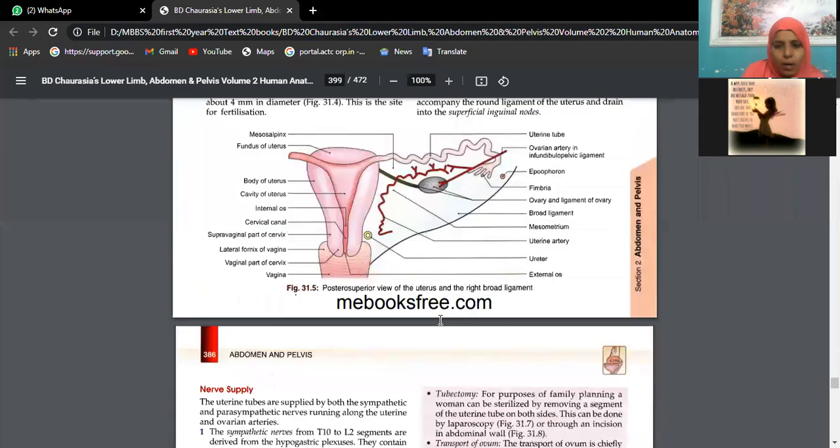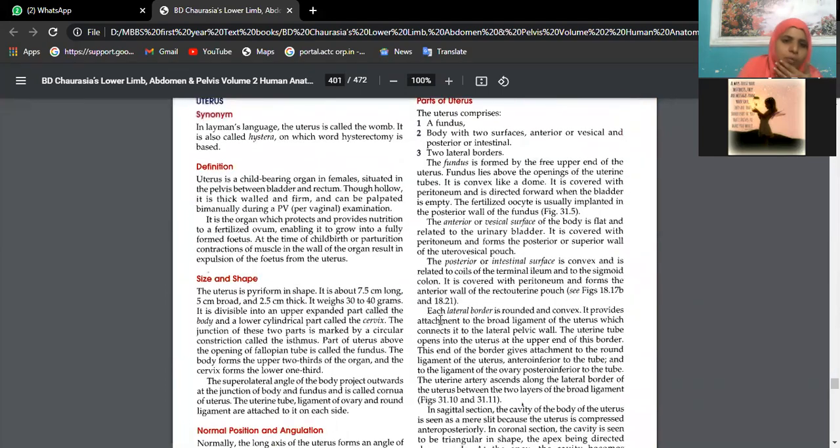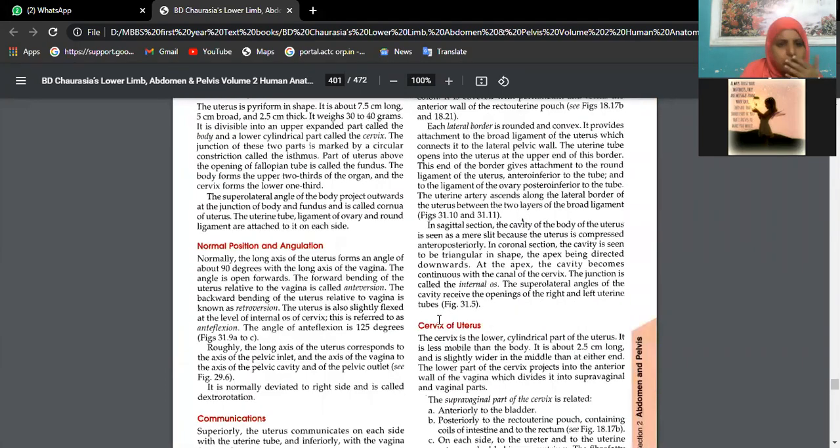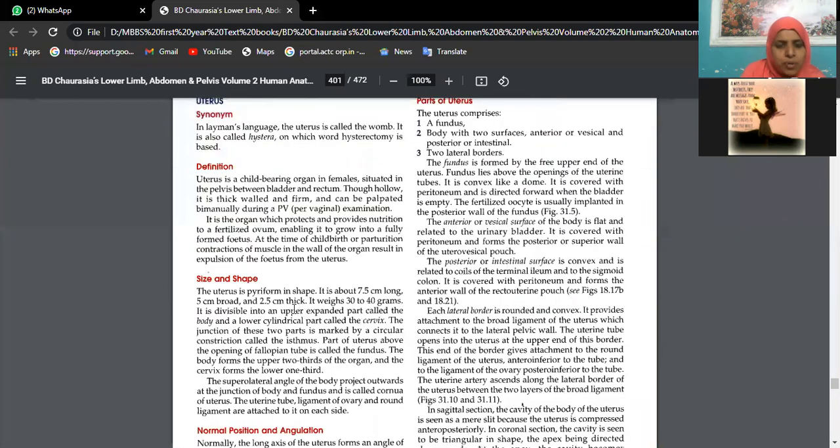Yes, mom. Okay, beta, now see here. When you talk about the gross features of the uterus, in layman's language it is the womb. You should also write the dimensions. It is pyriform in shape, 7.5 centimeters long, 5 centimeters broad, 2.5 centimeters in thickness, and weight is 30 to 40 grams.